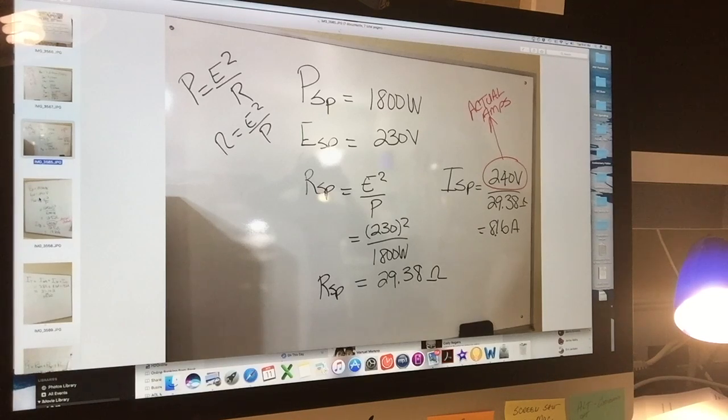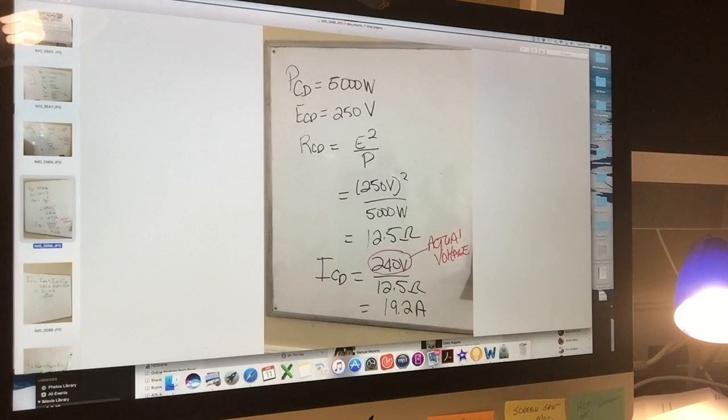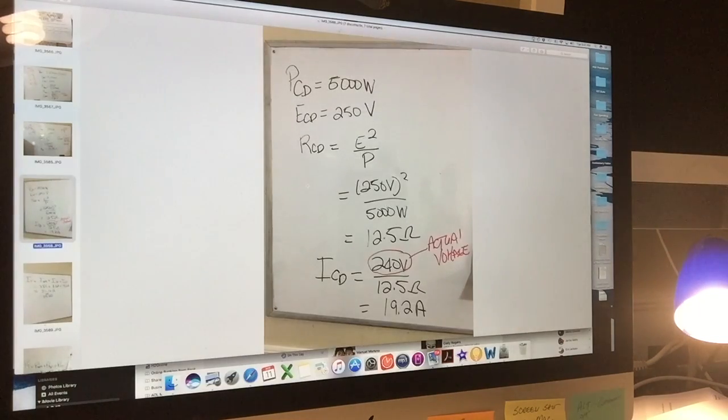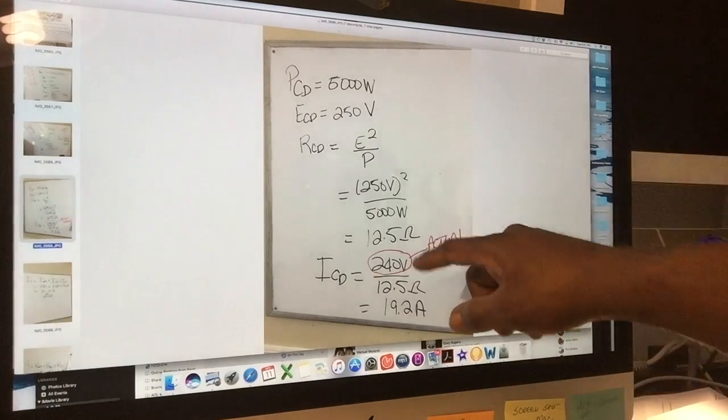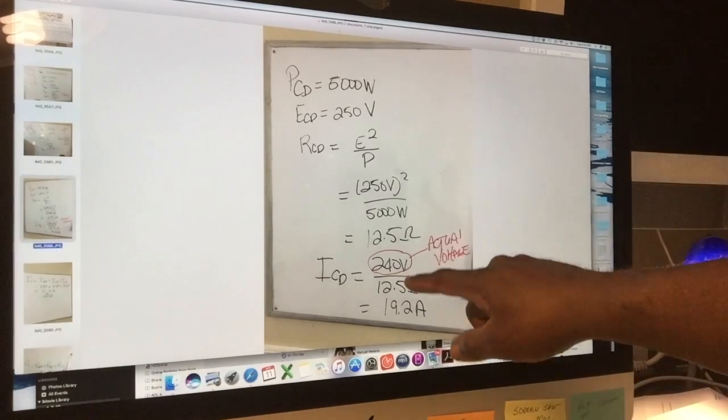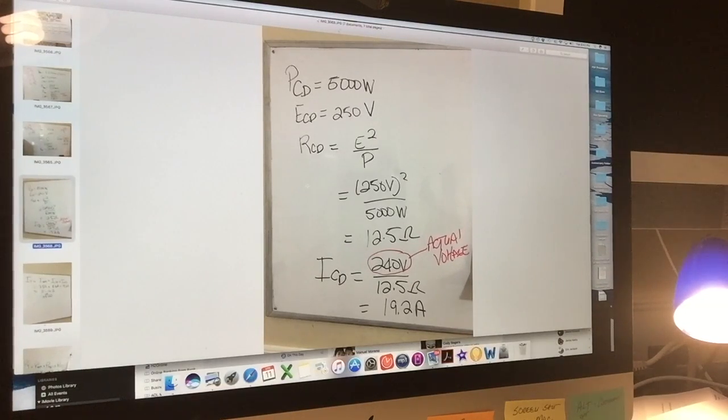And now I'm going to give you the CD. I forgot what that was. Let's see. CD is the clothes dryer. Sorry about that. The clothes dryer gives me a wattage of 5,000 watts. I know that my nameplate voltage is 250 volts, and so once I do the calculation for resistance, the resistance is 12.5 ohms. Now, in order to find the amperage of that circuit, I must use the actual voltage. I take the actual voltage and divide by 12.5 ohms, and that gives me 19.2 amps.